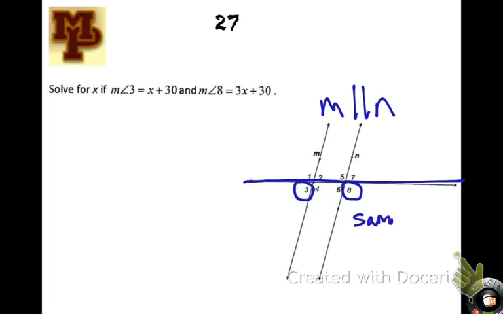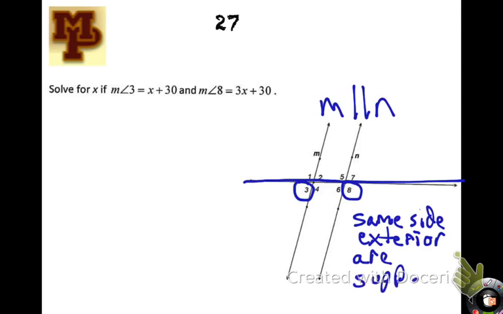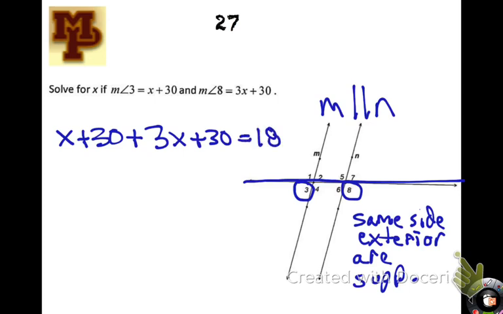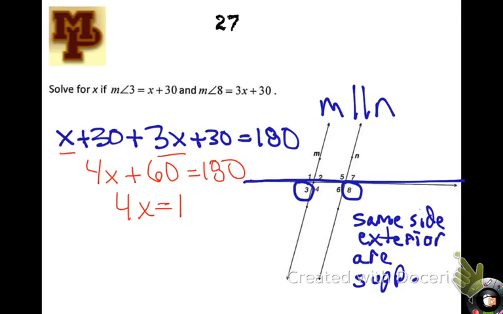So I'm going to make a note that this is same side exterior angles, and they are supplementary. So that means we need to add them together and say they equal 180. So x plus 30 plus 3x plus 30 equals 180. Okay, so we're going to add the x's together. So we've got 4x plus 60 equals 180, and then 4x equals 120, because we're going to subtract the 60, and then x would be 30.